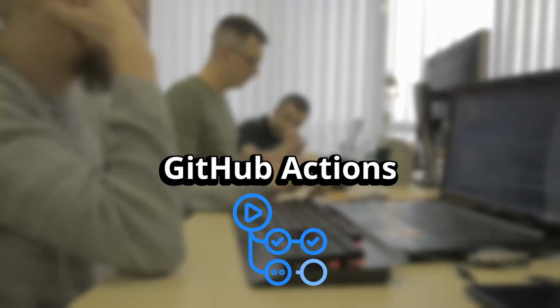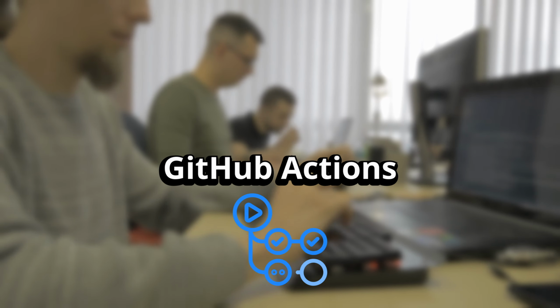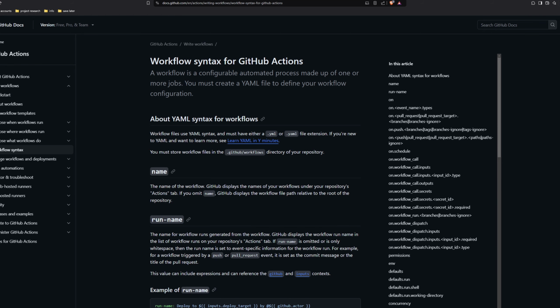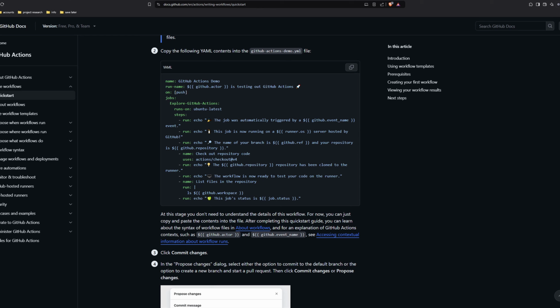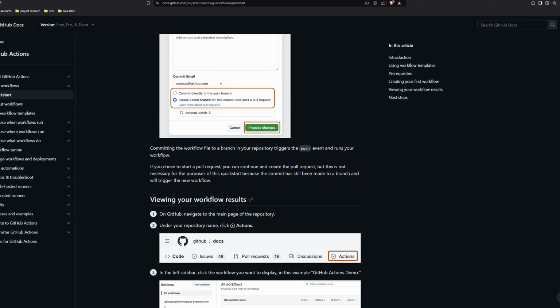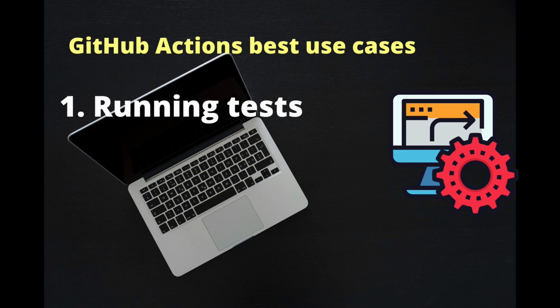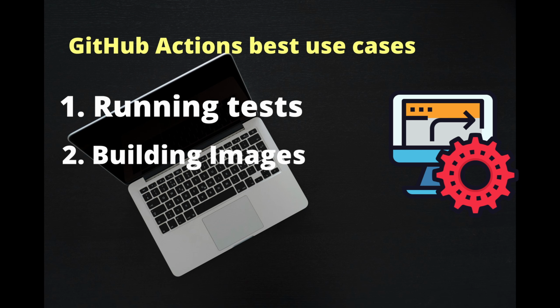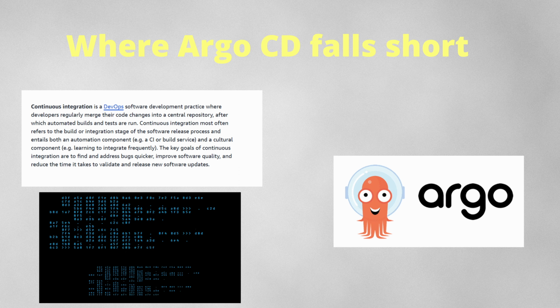Now let's talk about GitHub Actions. This tool is an automation powerhouse, especially for CI. It integrates seamlessly with GitHub repos, allowing you to build, test, and deploy your code automatically. And while it supports continuous deployment, its real strengths lie in CI tasks like running tests, building images, or validating code quality. But here's where Argo falls short.